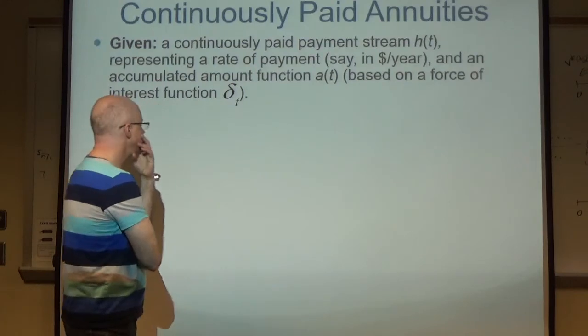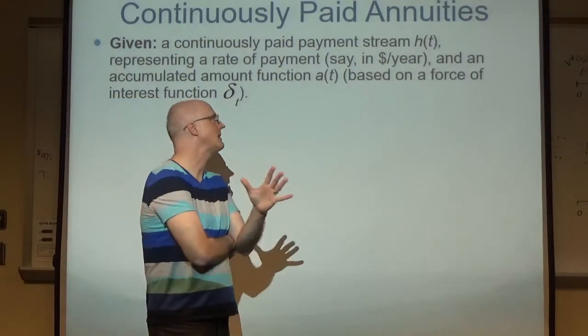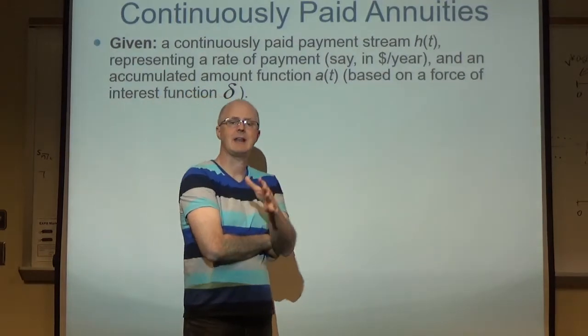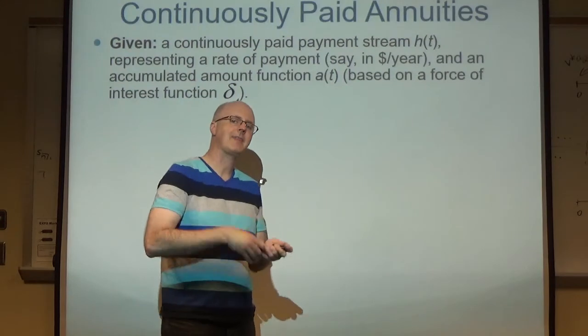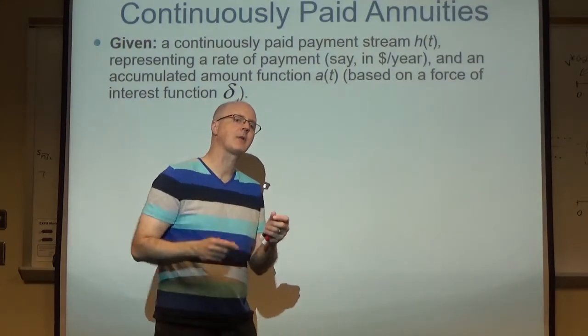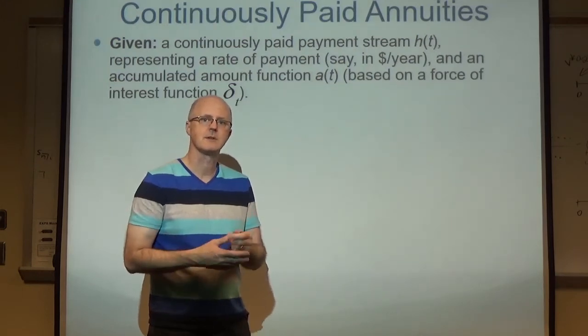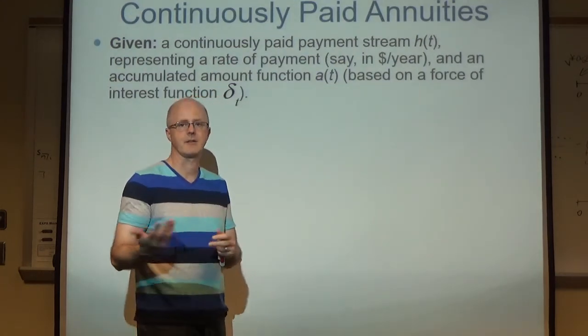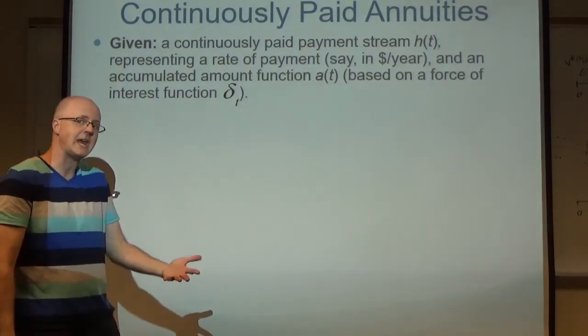This is a rate of payment. It's not an amount of payment. It's a rate of payment in dollars per year. So if at a certain moment in time the value of h(t) is 1,000, then at that moment you are getting money at the rate of $1,000 per year, which would be a certain number of dollars per day, and so on. Okay? At that moment in time. But the next moment in time, so to speak, it could change.